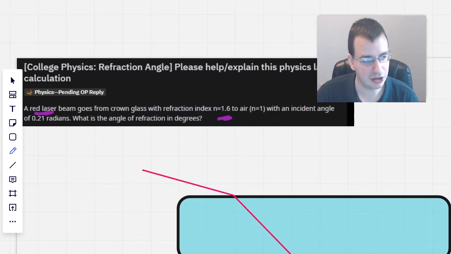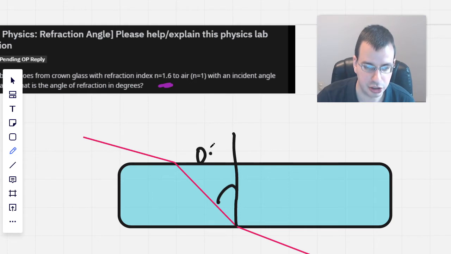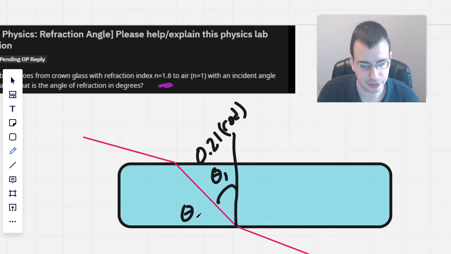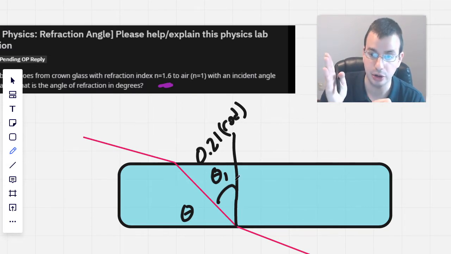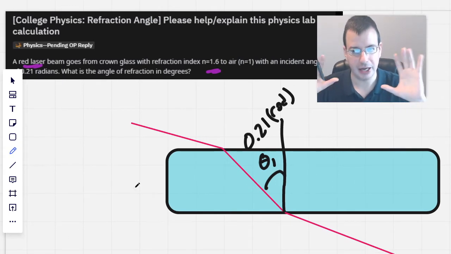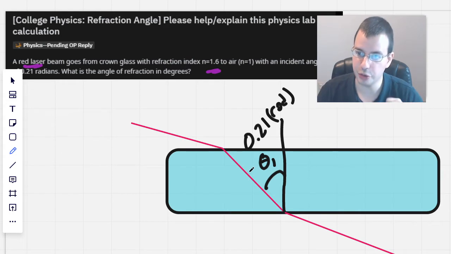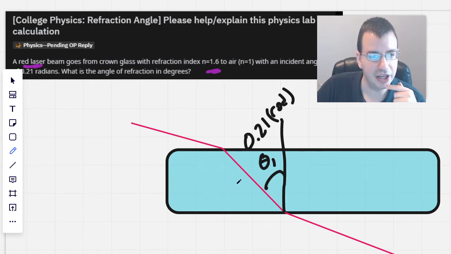When they say the incident angle is 0.21 radians, I'm going to assume that this incident angle is this angle right here, and not this angle down here. Traditionally, it's the angle in relation to the normal that you're talking about when you say angle of incidence. But you don't always know that, and it's good to be sure. In this case, we're not given enough information, so I'm going to assume it's this angle. If it was the other angle and it was bigger, we'd have to worry about the critical angle and total internal reflection, but we're not going to worry about that for this problem. So the question is, what is the angle of refraction in degrees?